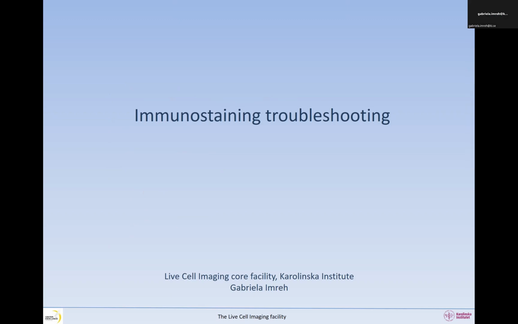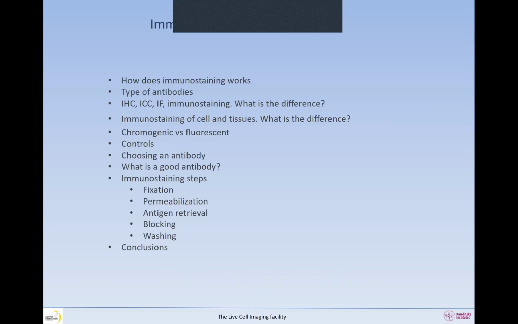So during this lecture, I will touch the following points. I will go through a very quick reminder of how immunostaining works, what type of antibodies we are working with.